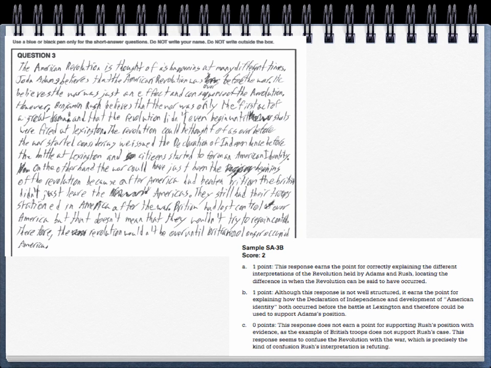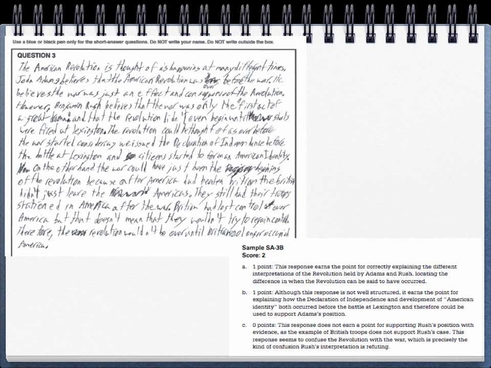Finally, this is our last example. You'll see this writer scored a 2. In the first part of the answer, the writer scored the 1 point by correctly explaining the differences in the interpretations. You can see that in the first part. You can then see the writer will earn a point for Adams' interpretation. It says that although the response was not well structured, it earns a point for explaining how the Declaration of Independence and American identity occurred before the Battle of Lexington. And you can see that in the middle of the answer.